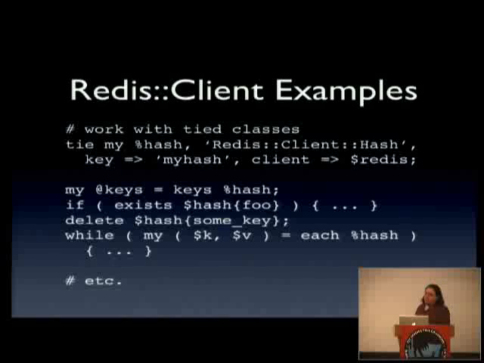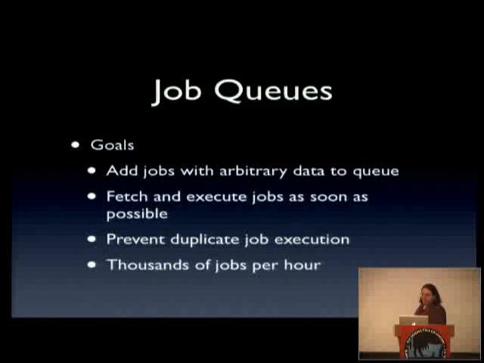Once we do this, we can use all the Perl operators we're familiar with. We can get the keys. We can check if a key exists. We can delete a key. We can iterate over keys using each. Anything that you can do with a Perl hash, you can do with a Redis hash now using these tied modules. And there are tied modules for lists and so forth as well.